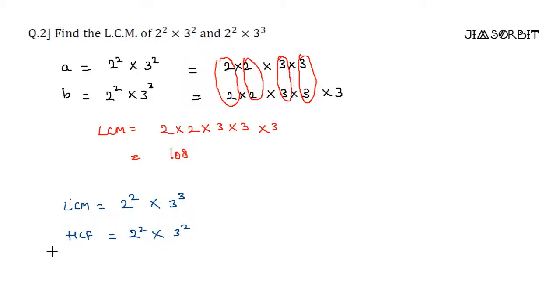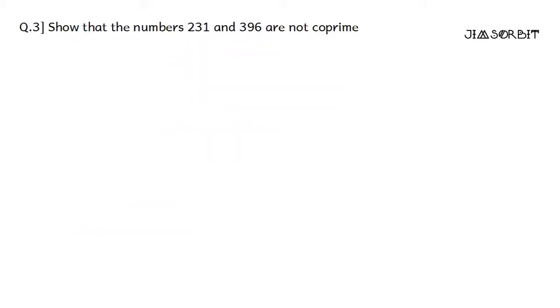Okay, these are some different kinds of problems, so just wait. This is a practice problem. Let us take question number 3 now. Show that the numbers this and this are not co-prime. Again, this we have already studied about.